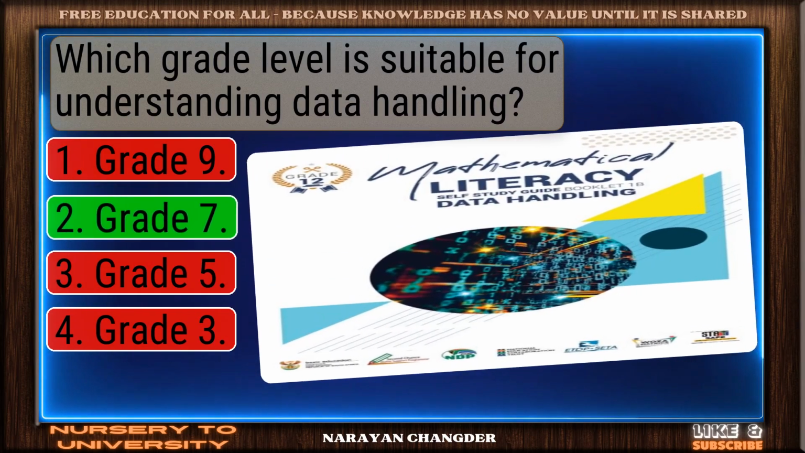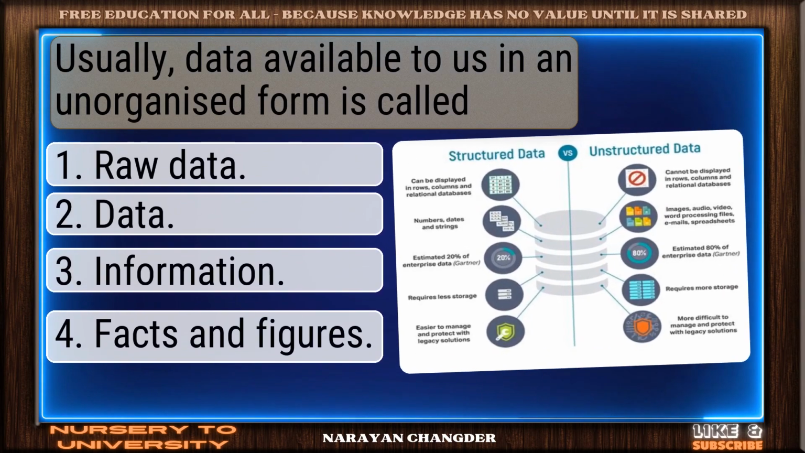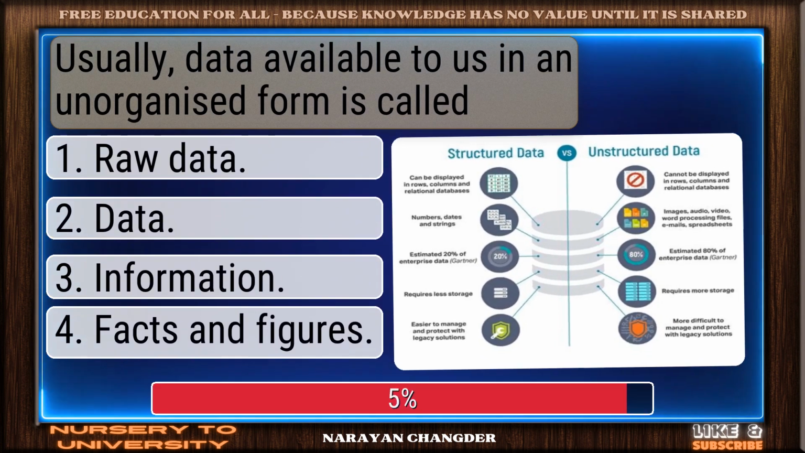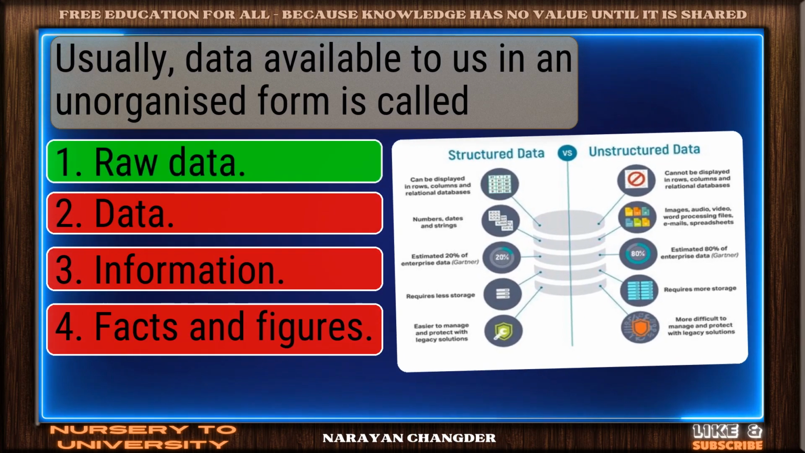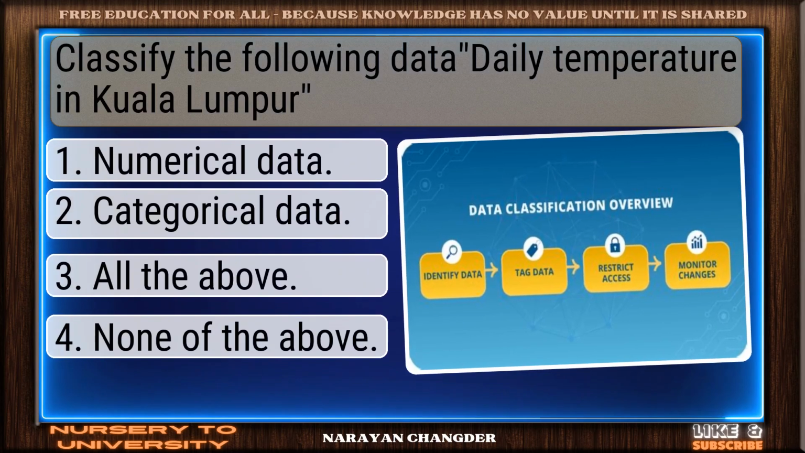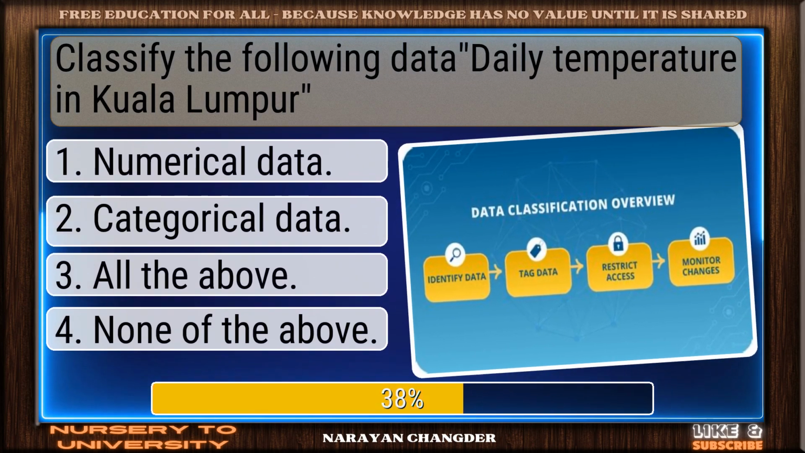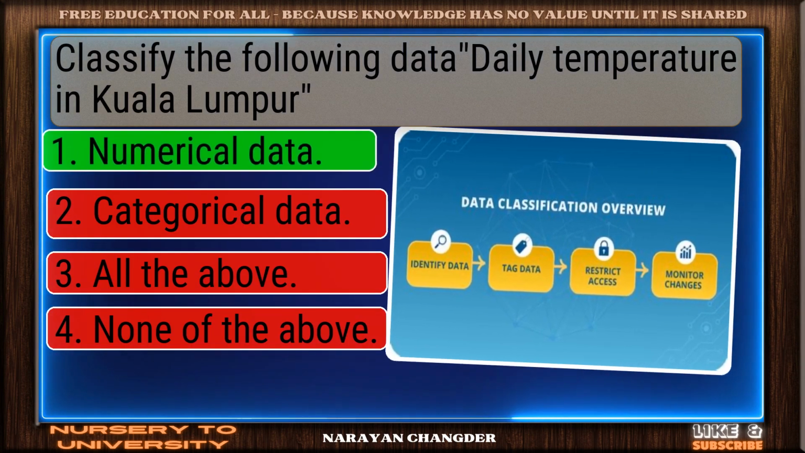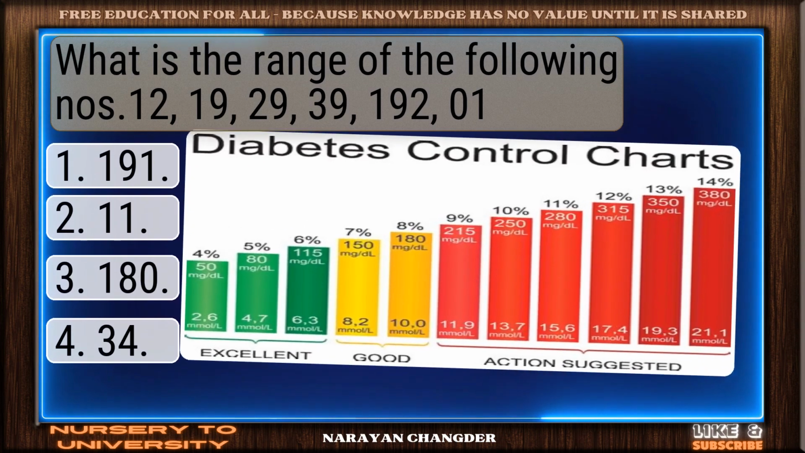Right choice. Grade 7 is the best answer. Question number 105. Usually, data available to us in an unorganized form is called. Well done. Raw data is the right choice. Question number 106. Classify the following data: daily temperature in Kuala Lumpur. You got it. Your choice, numerical data, is right. Question number 107. What is the range of the following?